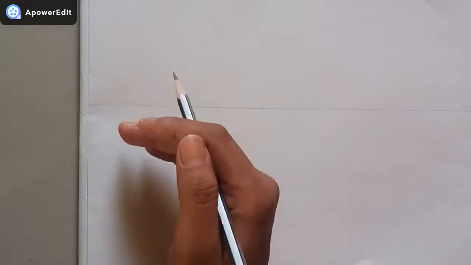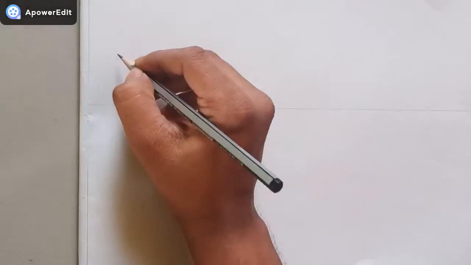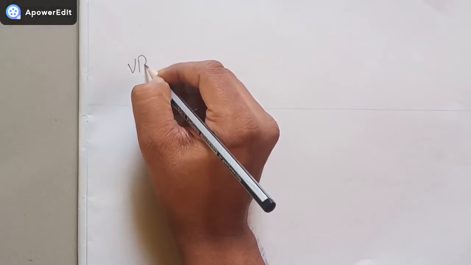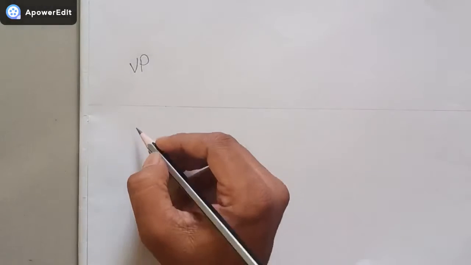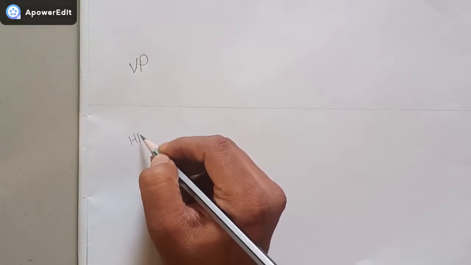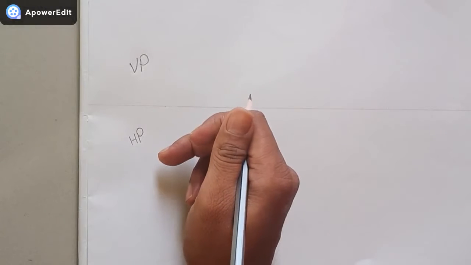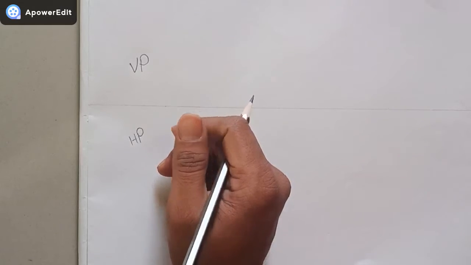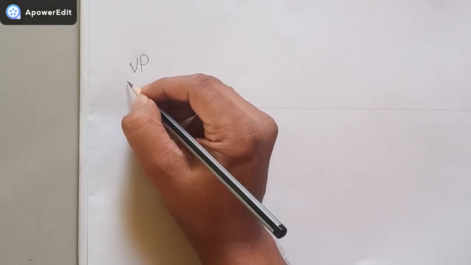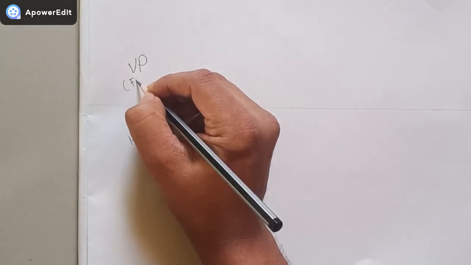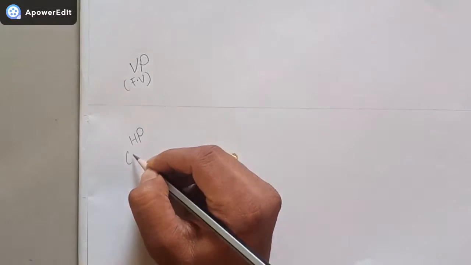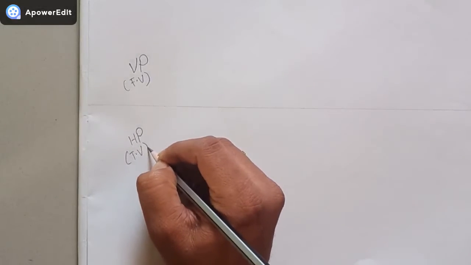I have drawn the XY line. Above the XY line, there is the vertical plane, and below the XY line there is the horizontal plane. This orientation is because we are solving the problem in the first quadrant. So on the vertical plane, always the front view of the object will be visible. On the horizontal plane, always the top view of the object is visible.